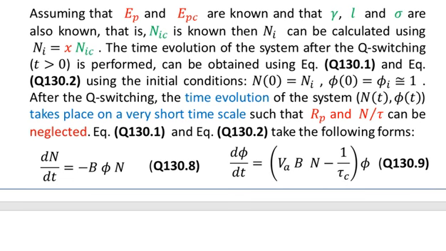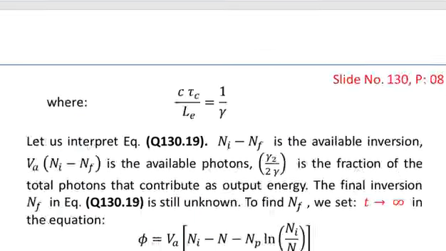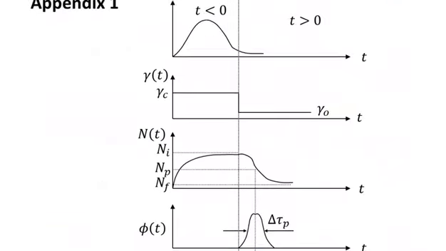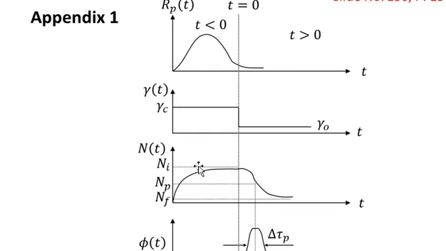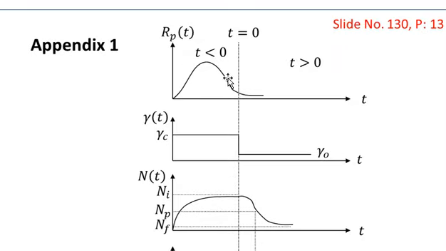So let me show you again in the figure. You can see over here, this is the maximum value of inversion, and this is the inversion that also corresponds to time t equal to 0 when the Q switching is performed. So you can see that this is the time. And when we say that the Q switching is performed, it means that the Q switch is set to be in the open state. And n of t, the inversion at the Q switching time t equal to 0, is equal to Ni.